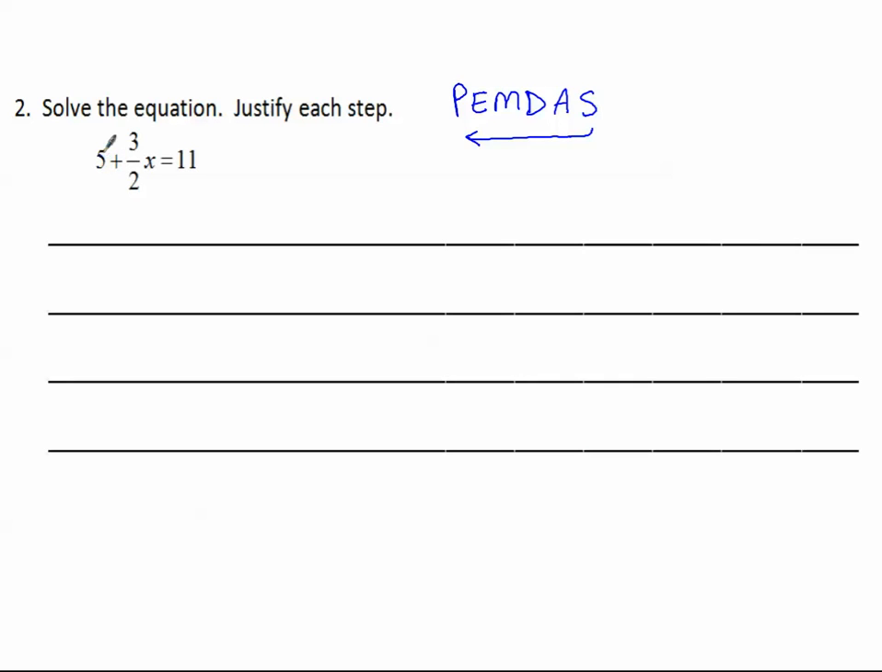So I have plus 5. Addition and subtraction is at the end, so that goes first when we're solving. I'm going to get rid of this positive 5. It's added, so I'm going to subtract it from both sides of the equation. Here's this side of the equation, I'm going to say minus 5. Here's the other side of the equation, I'm going to say minus 5. What justifies this step? The subtraction property of equality.